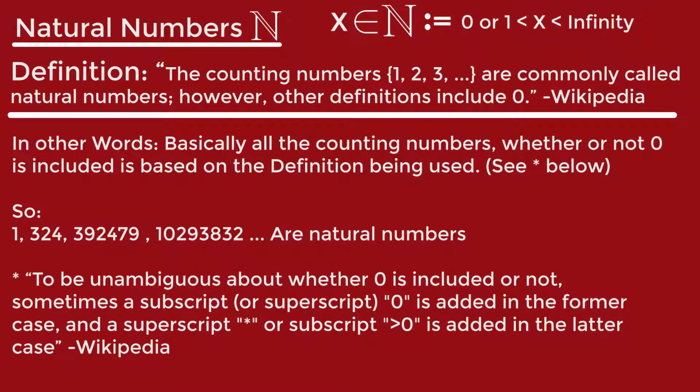Now we're going to be taking a look at the natural numbers. The definition for the natural numbers is the counting numbers 1, 2, 3 until plus infinity are commonly called natural numbers. However, other definitions include zero. Definitions that include the zero will normally have the include symbol and then a zero within two curly brackets.